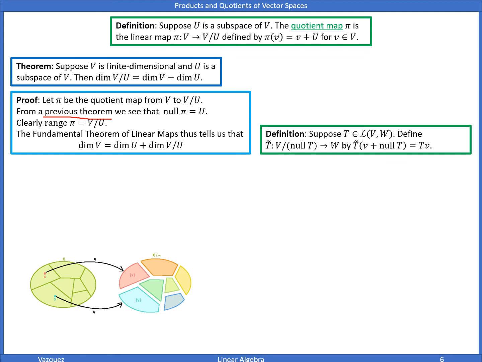So suppose T is a linear map from V to W. We're going to define this new linear map with the domain V over null of T, that quotient space, to W, by taking V plus null of T, the null space of T, to T of V.